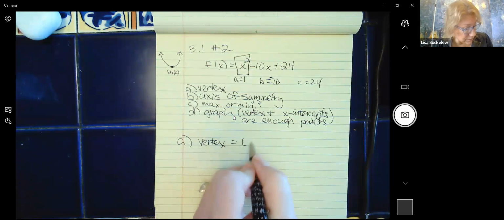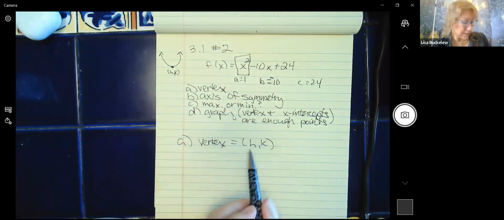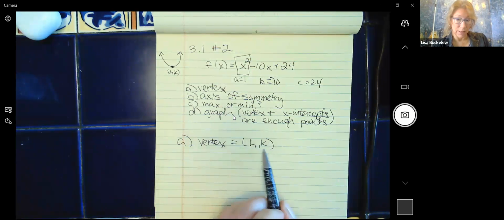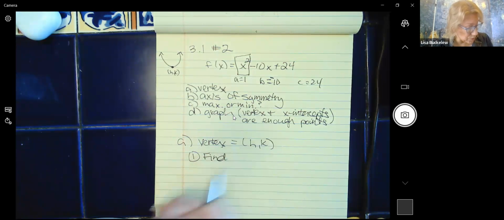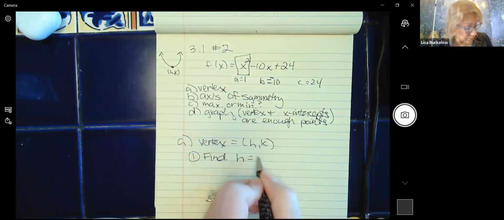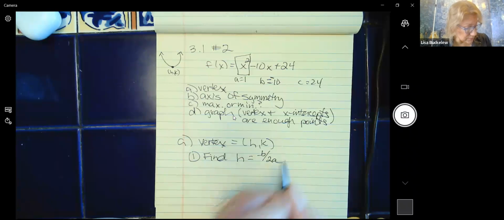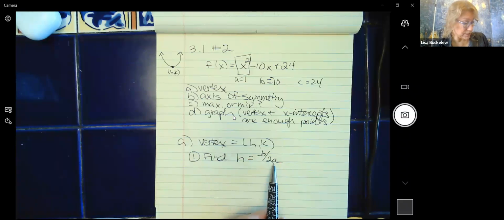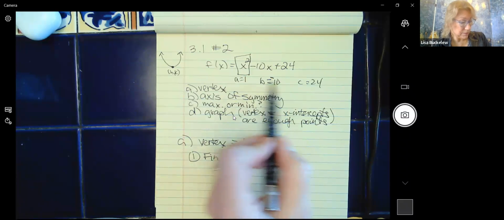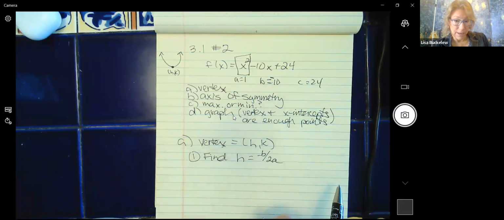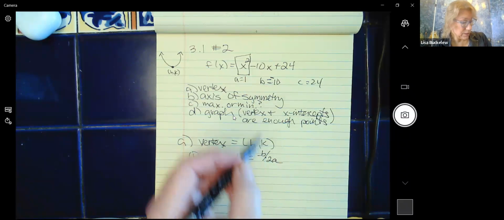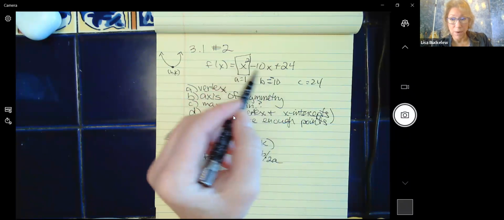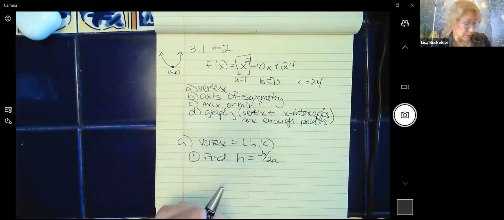Okay, the vertex is this special point that lies on the graph. This is X, this is Y, we're calling them H and K. What I would do is just in step 1, we're just going to figure out these coordinates separately. So this is the formula to calculate the H value: negative B divided by 2A. Okay, that's the first thing. Once we know H, we will use the H because that's just a specific X value. We'll just plug it back into the formula to find the Y value that goes with it, like we always do once we know what X is.